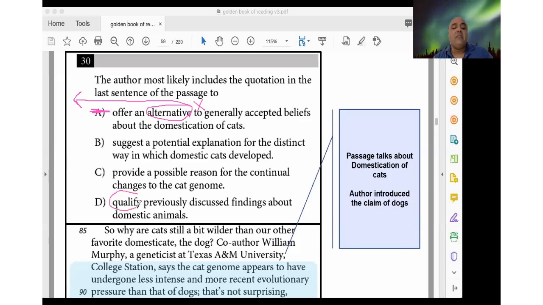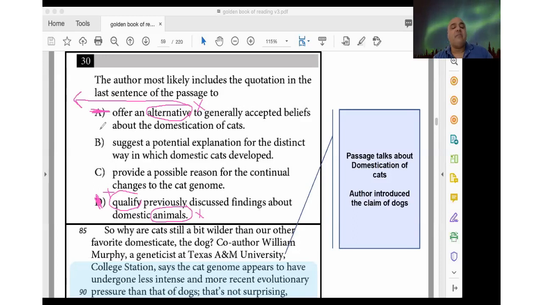Let's go to choice D. He makes a qualification of previously discussed findings about domestic animals. The word animals is a broad word. He's been talking about cats and not animals in general. So to qualify, he did not make any qualification. He's not qualifying, but he's only comparing. So choice D is a wrong choice.